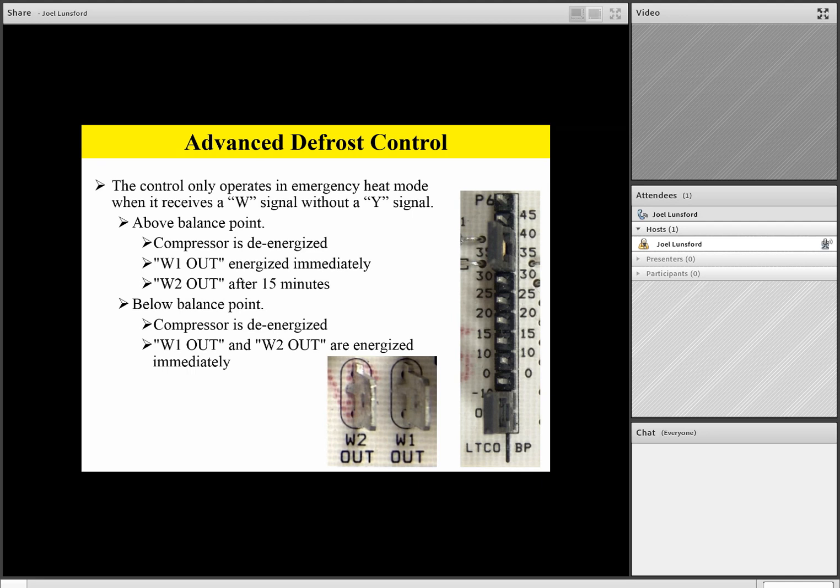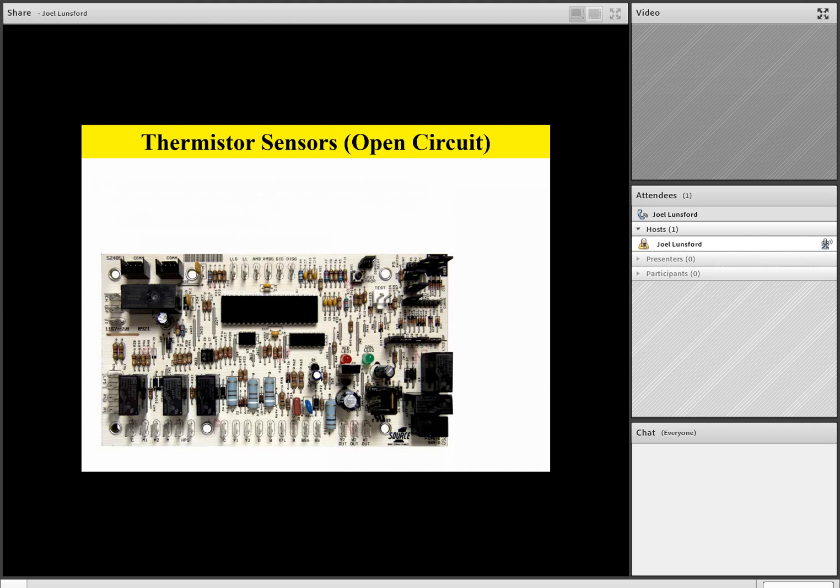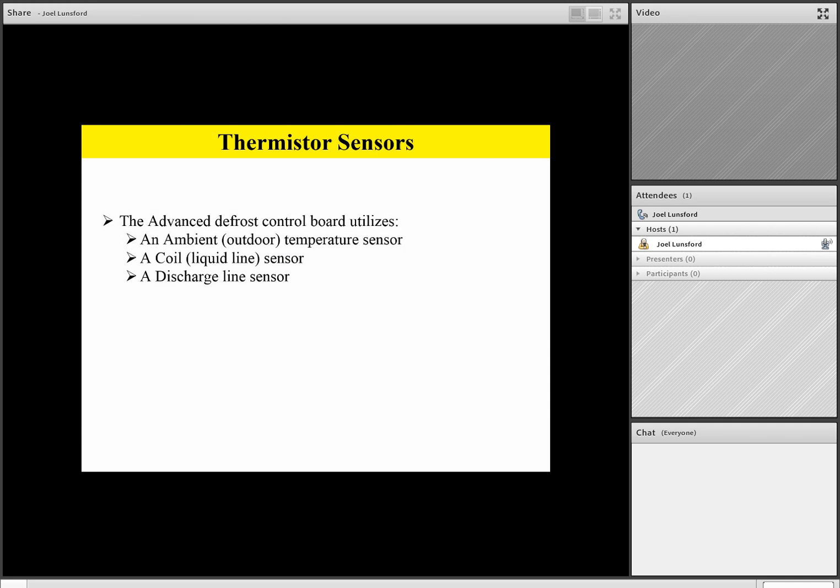Team, as a quick reminder, the open circuit voltage on our sensors is going to be 4 to 5 volt DC. If we remove the sensors from the board on our advanced defrost control, we will still have 4 to 5 volt DC on our sensor terminals without the sensors plugged on. Now, as a quick reminder, the advanced defrost control has 3 sensors. It has an ambient outdoor air temperature sensor. It has a coil line sensor. It's going to be mounted on the liquid line. And a discharge line sensor is going to be on the hot gas line of the compressor.